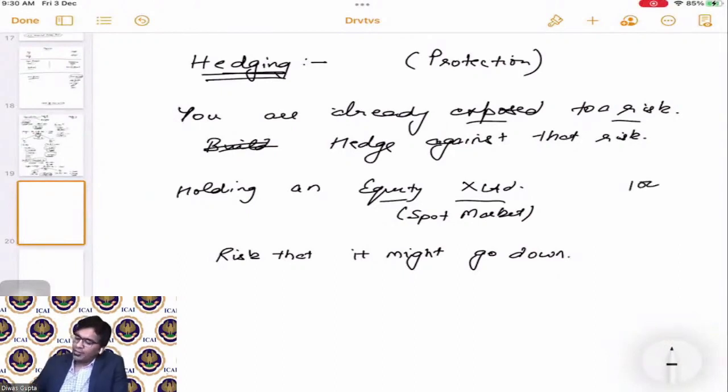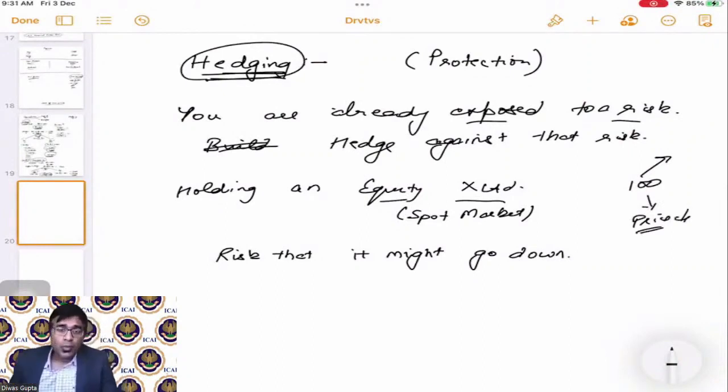For example, you have invested at 100 rupees. If it goes up, you will gain. There is nothing like it. But what is the risk? Risk is of it going down. So we have to hedge against the price going down. Correct? The hedging has to happen for the price going down.